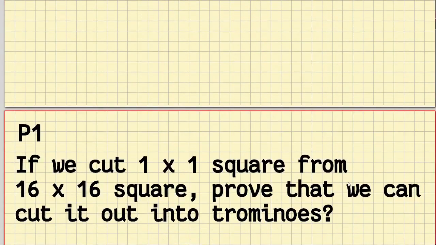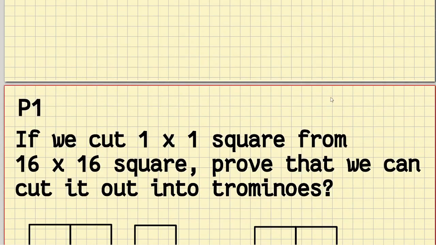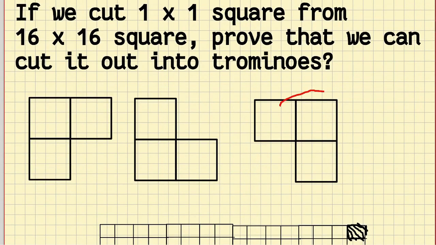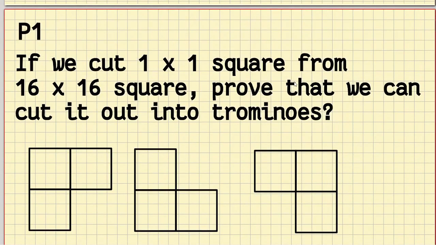So first we will start from a basic, very illustrative problem, which will make you understand a lot about mathematical induction, what it is. If we cut a 1 by 1 square from a 16 by 16 square, so first you will see that this is a 1 by 1 square, a small square, and there is a 16 by 16 grid. And if I cut 1 from the corner, yes, there should be a corner here, then prove that we can cut it out into trominos.